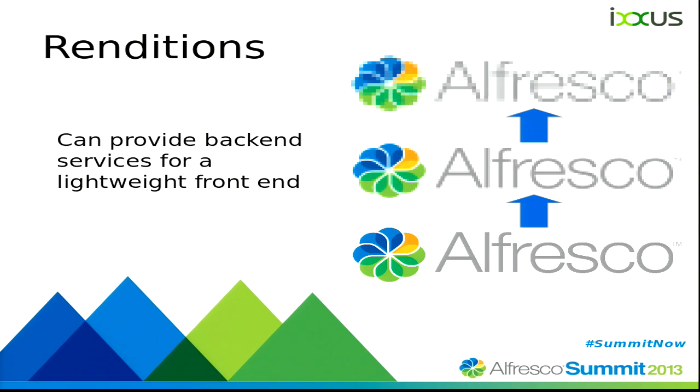Another really key part is the idea of renditions. So here I've shown multiple versions of the same file being transformed into different sizes so that we can deliver the right image to the right platform. So if we've got an iPhone with a Retina display, for example, we could use Alfresco's back-end services to transform that into a very high-quality version of the image and then deliver that to the user on request.